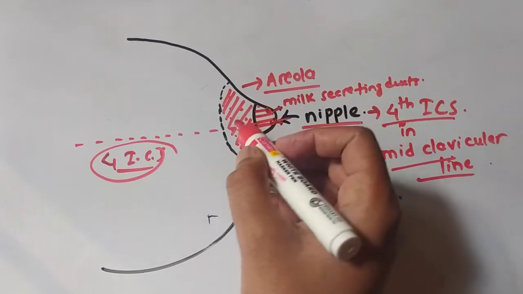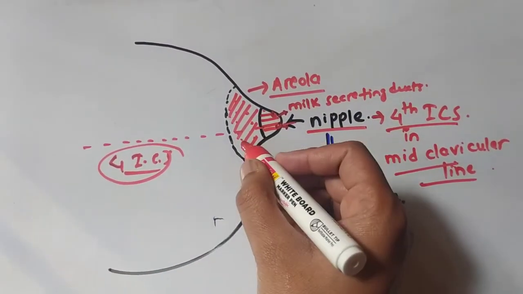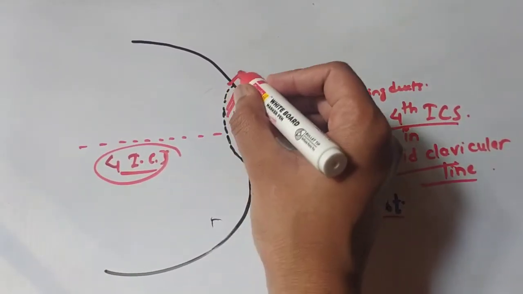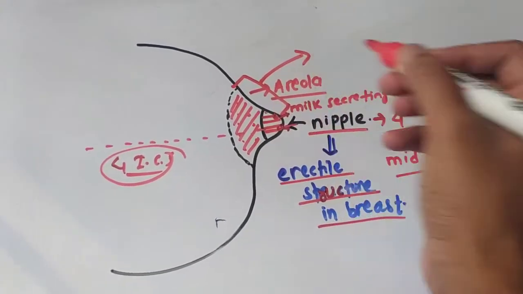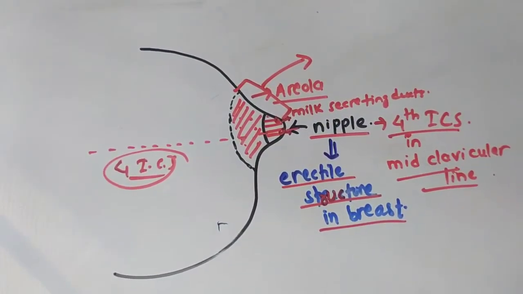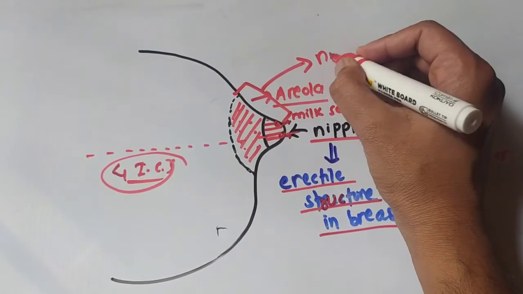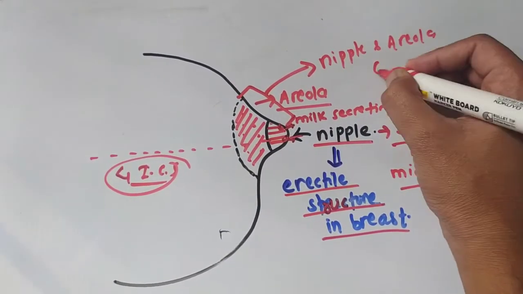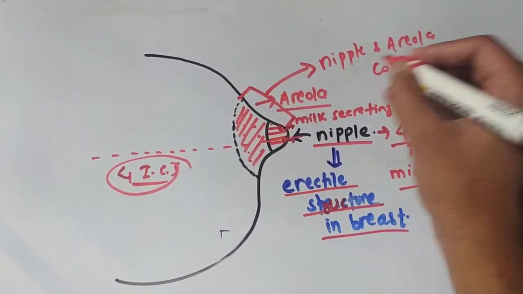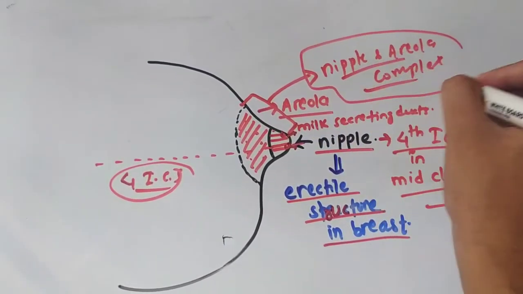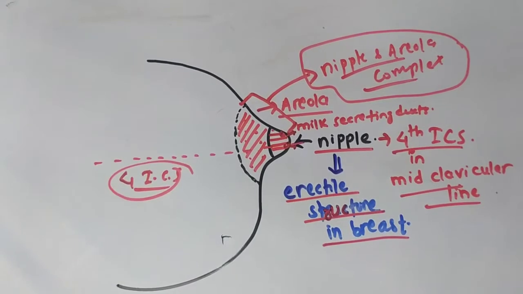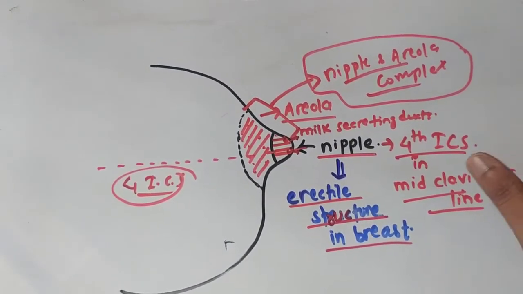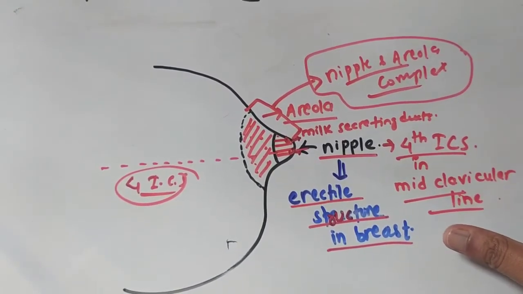As I said, the areola and the nipple are combinedly called the nipple and areola complex. The color of both the nipple and areola is brownish black, and this is due to the presence of melanin.